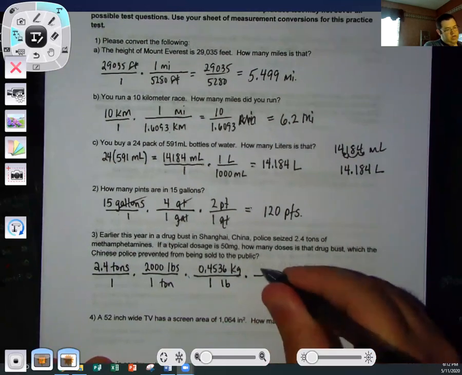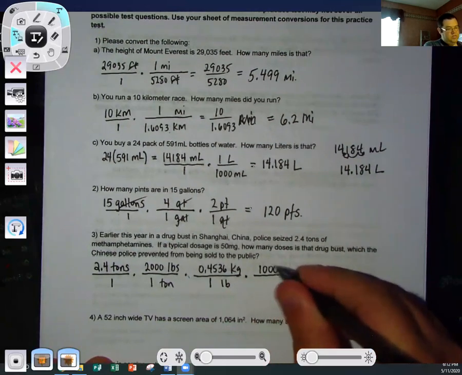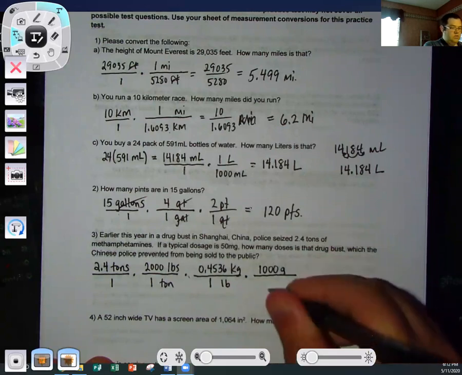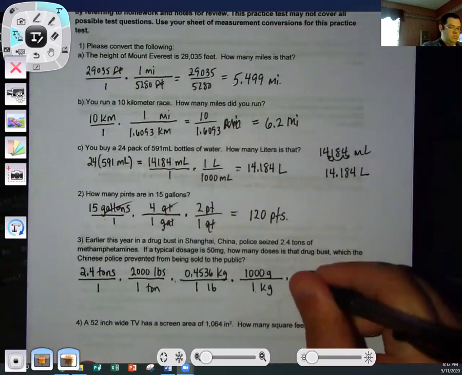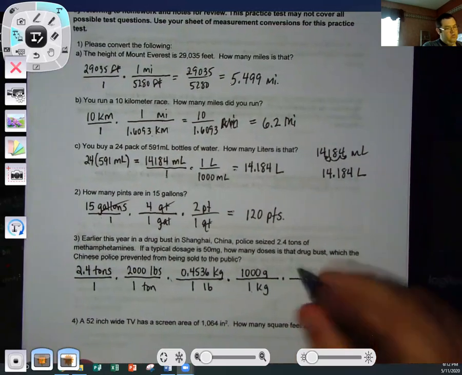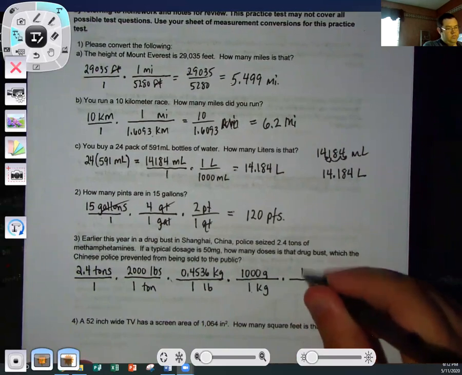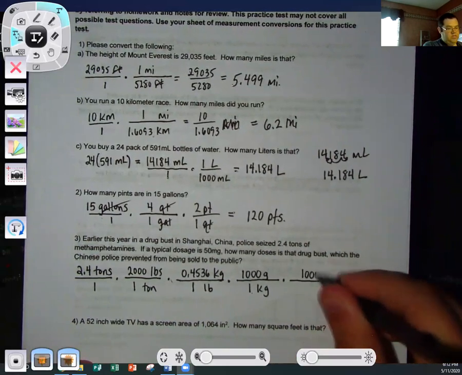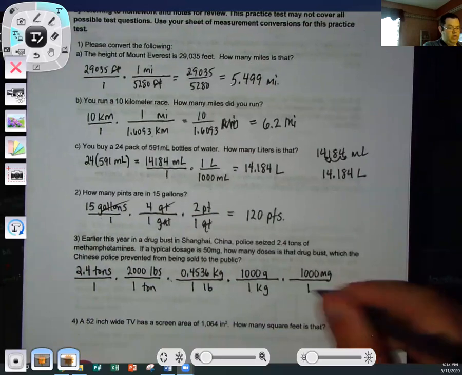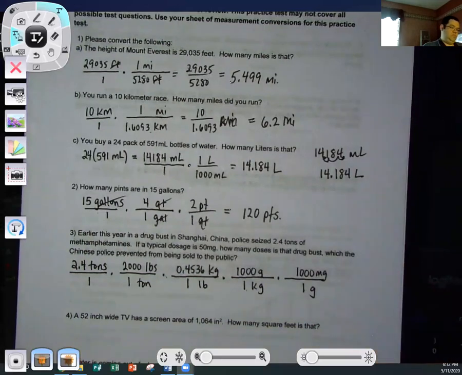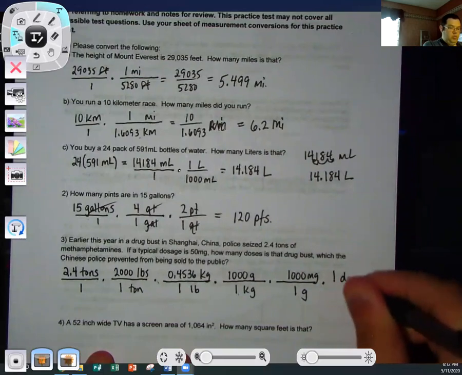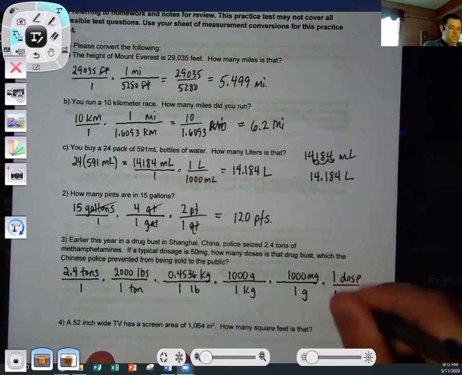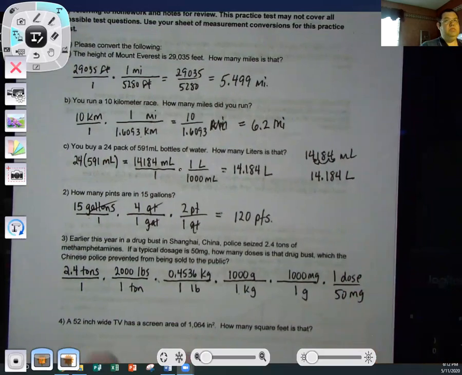Then we also know that there are 1,000 grams per 1 kilogram. Then we know that there's 1,000 milligrams in 1 gram. And then we also know that 1 dose is 50 milligrams.